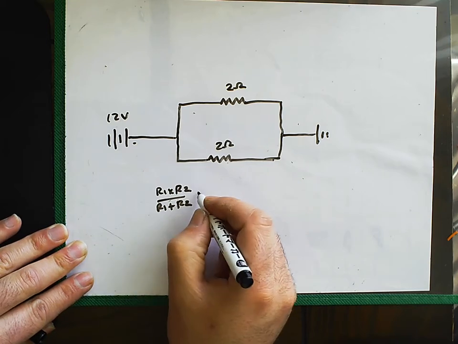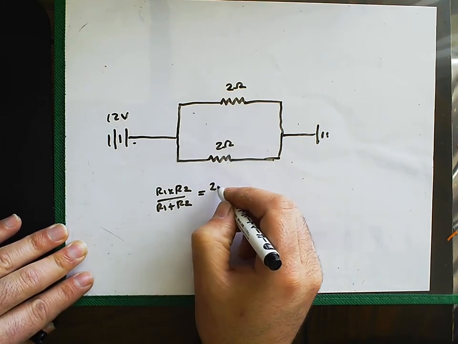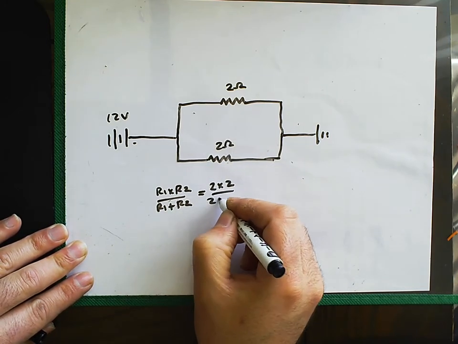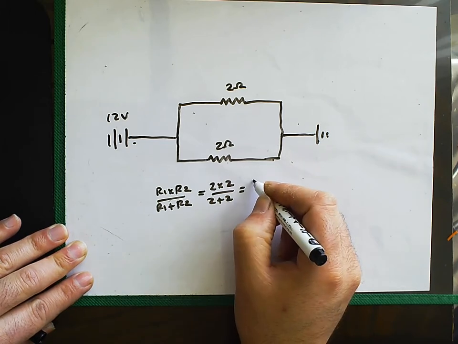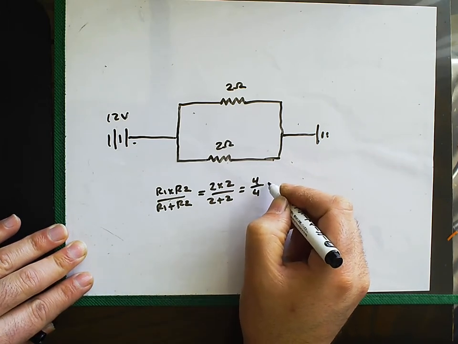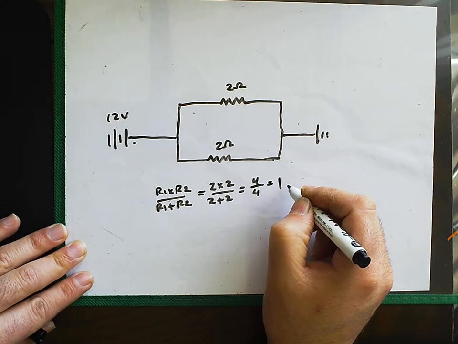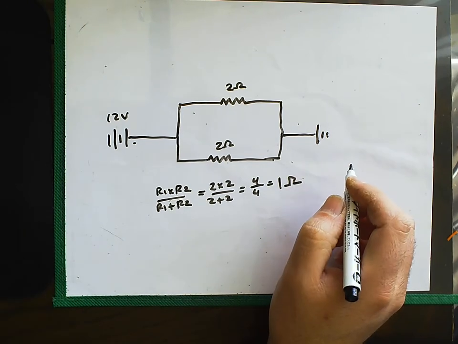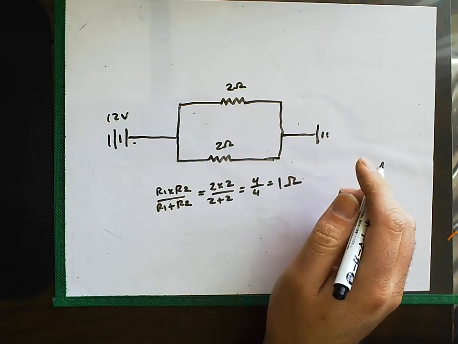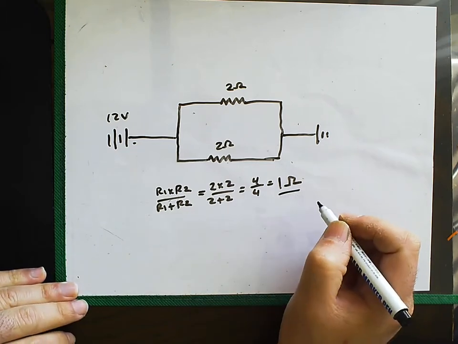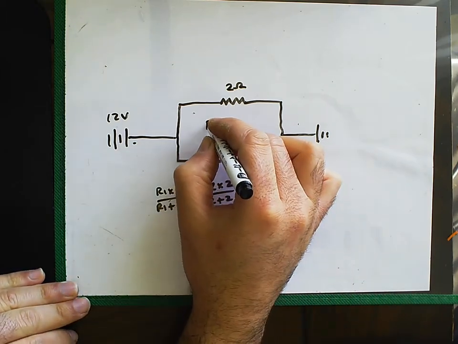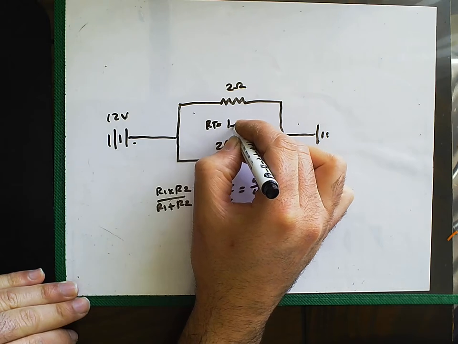Okay. I'm not going to label these. I'm just going to say 2 times 2 over 2 plus 2 equals 4 over 4 equals 1 ohm. So my total resistance is equal to 1 ohm.